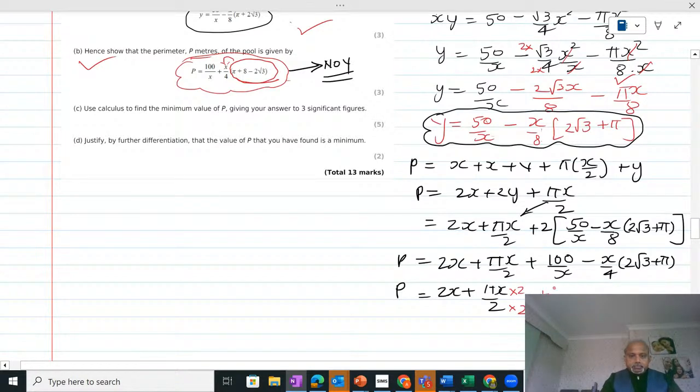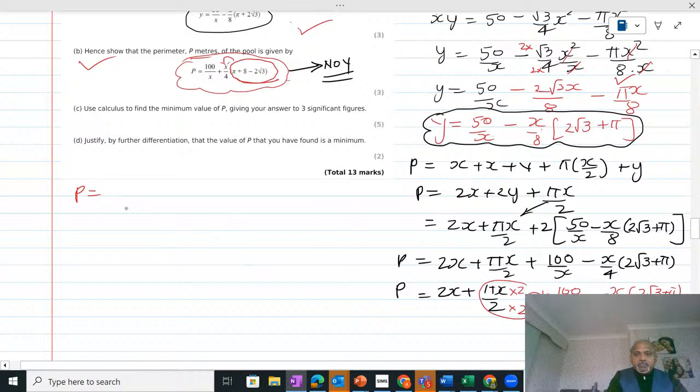Then next one is 2x, and let's write down 100 over x. 100 over x will take it out, x by 4 and 2 root 3 plus pi. So this is pi x over 4 and this is x over 4. So we can write down together and we can simplify, right? There is not enough space, so I can write down here.